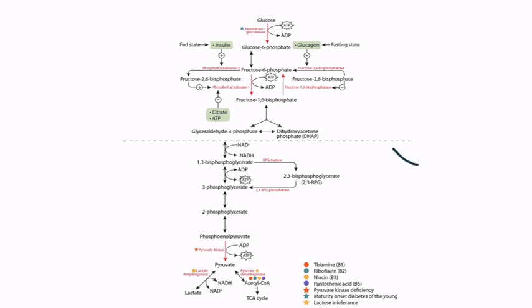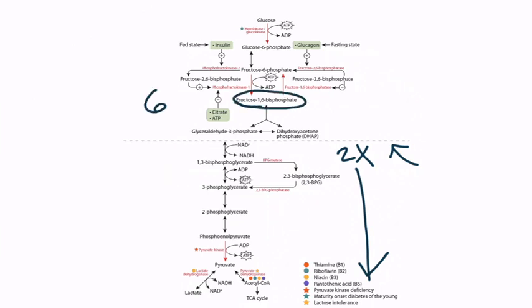This dotted line right here is important to keep in mind because the reactions below the line occur 2 times for every 1 molecule of glucose. Notice that the 6-carbon molecule fructose 1,6-bisphosphate right here is broken into 2 separate 3-carbon molecules, glyceraldehyde 3-phosphate and dihydroxyacetone phosphate, or DHAP. So both of these are 3-carbon molecules. The DHAP gets converted into glyceraldehyde 3-phosphate, so we end up with 2 molecules of glyceraldehyde 3-phosphate that go through the rest of the pathway.